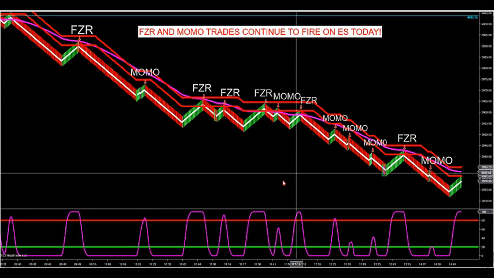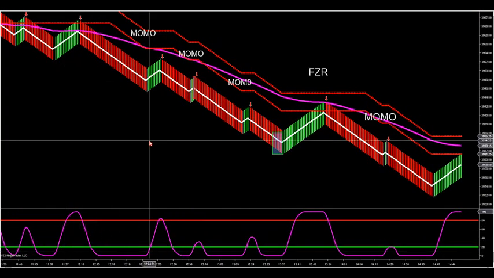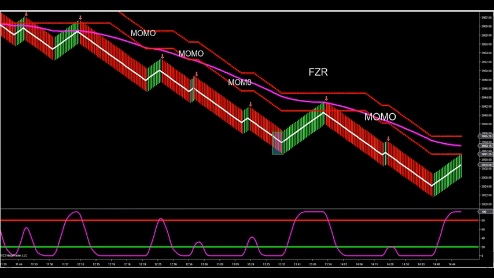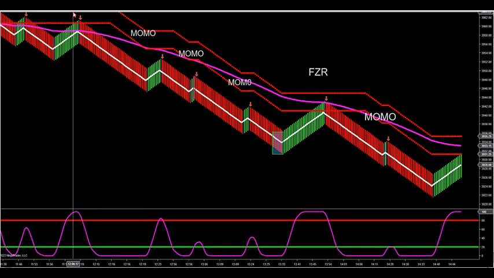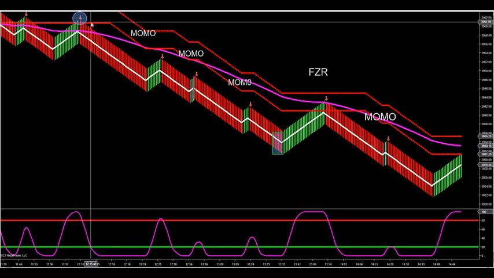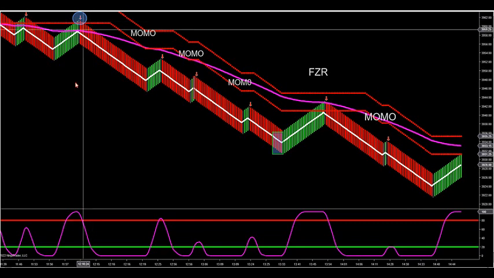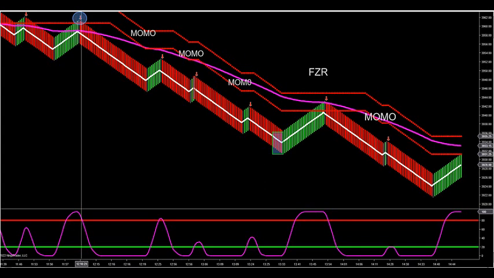Just remember, when we're doing this, the whole idea behind it is an FZR trade is where we get to the zone. So we're actually getting to the zone. We're touching it or within a couple ticks. We're getting to the zone in a downtrend because of our red zone. And then it's above 80. So that's called an FZR, a full zone retracement.